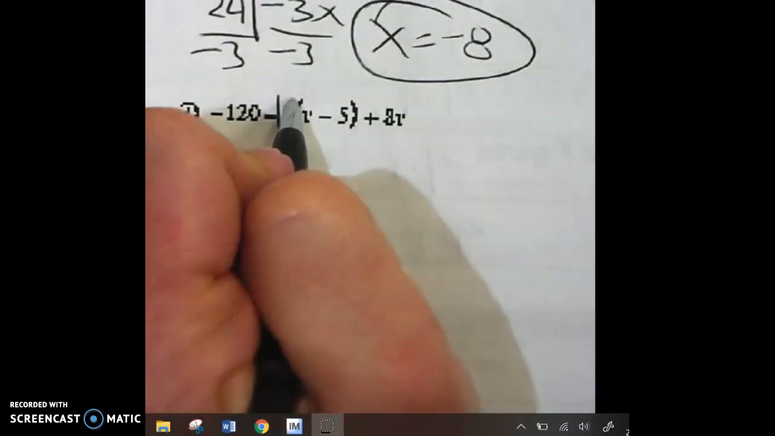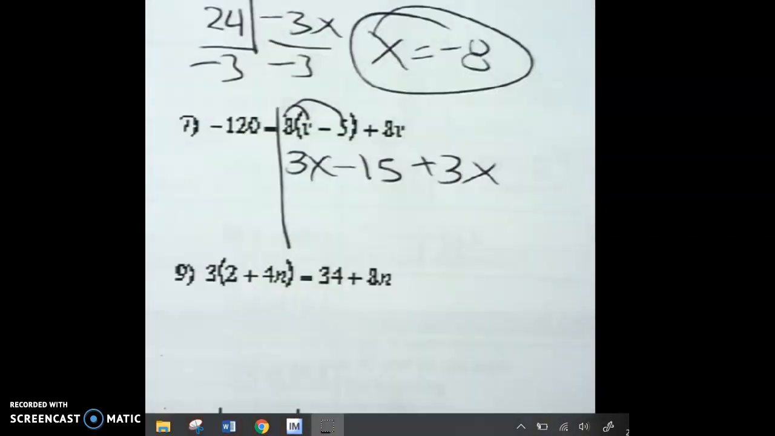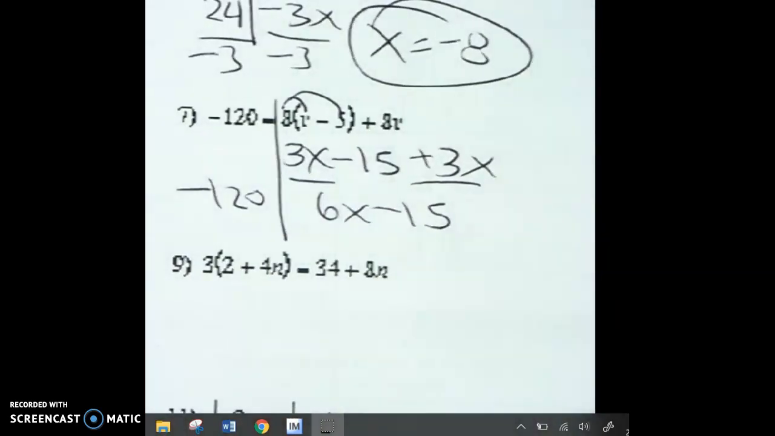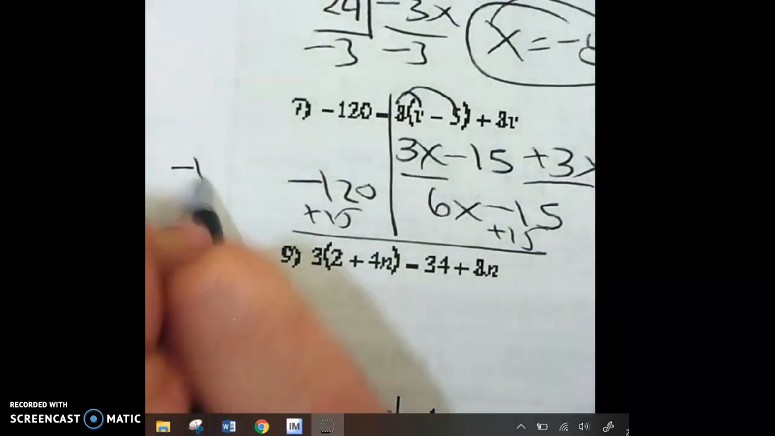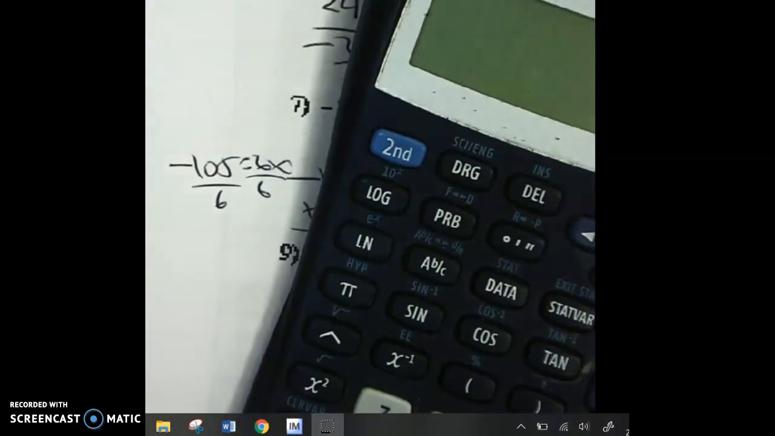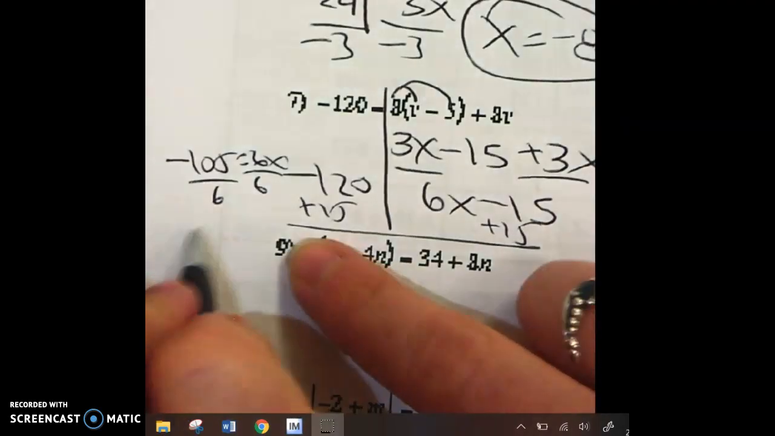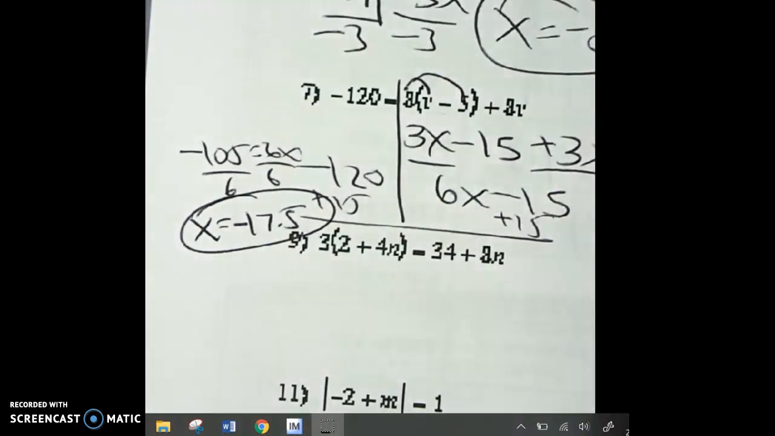Draw your line. Multiply 3x minus 15 plus 3x. These are the same. And now solve like you did before. Add 15. We'll get negative 105 equals 6x divided by 6. I don't know what that is. 105 divided by 6. 17.5. Negative 17.5. Okay. Let's go to the next one.